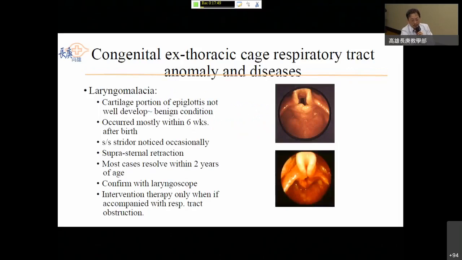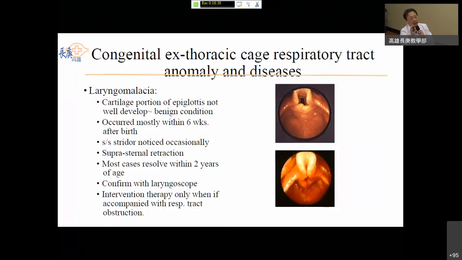So when we talk about pediatric respiratory disease, we can look at extrathoracic cage respiratory tract anomaly and disease, or intrathoracic cage respiratory tract disease, okay? Extrathoracic cage respiratory disease means that it's outside the thoracic cage, okay? The most commonly seen is laryngomalacia. Laryngomalacia is a disease when the cartilage portion of the epiglottis was not well developed, okay?